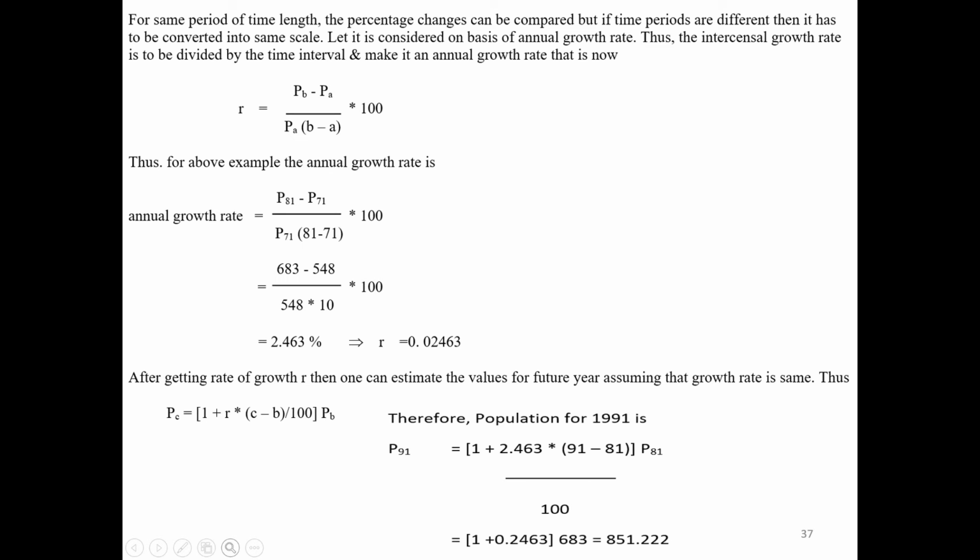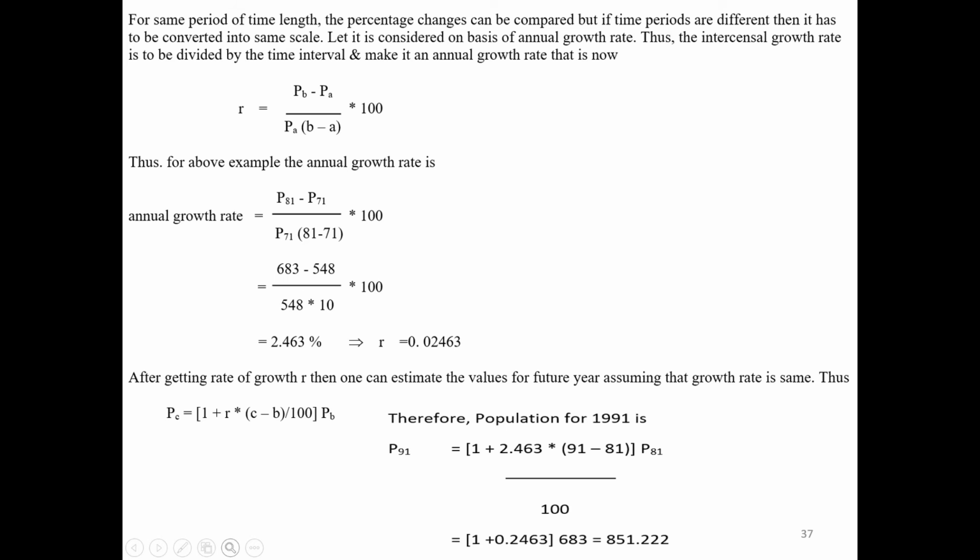Now for the same length of period, the percentage changes can be compared. But if the time periods are different, then it has to be converted first of all into the same scale. Let us consider it on the basis of annual growth rate. Now the intercensus growth rate is to be divided by the time interval to make it an annual growth rate. So what is the annual growth rate? We have to calculate on that basis. So what is the R? Rate of growth. So this R gives us the annual growth rate.